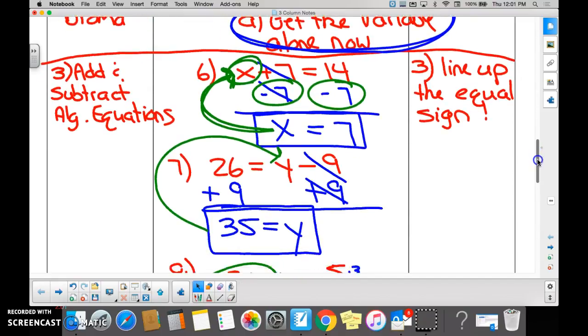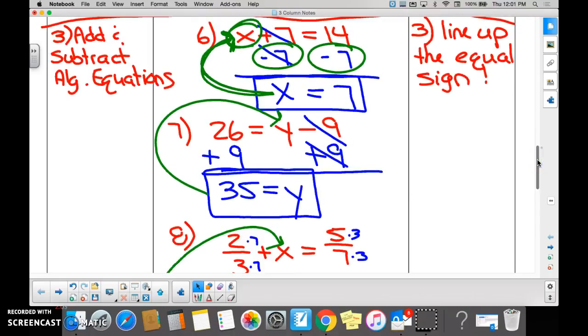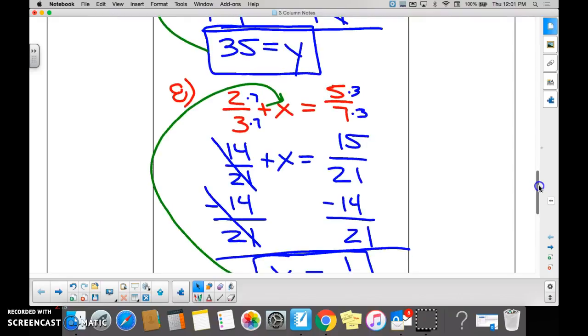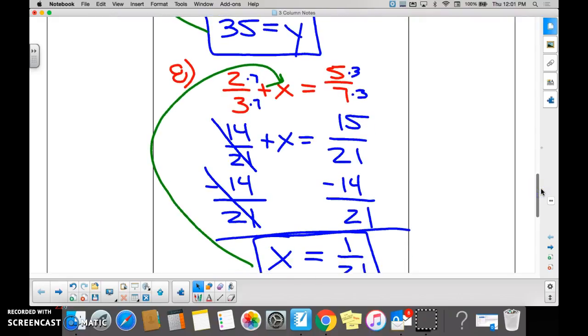Can you rewrite number 7 so the variable's on the other side of the equal sign? Yes. You just have to make sure that if you rewrite it, the y minus 9 goes on the left side and your 26 goes on the right. You have to make sure you flip all of the terms on each side. Number 8, we had a fraction here, and we decided that when you have a fraction, you have to get a common denominator. We should probably get the common denominator first, right? So if you'll notice, we got the common denominator first, and then we solved from there.